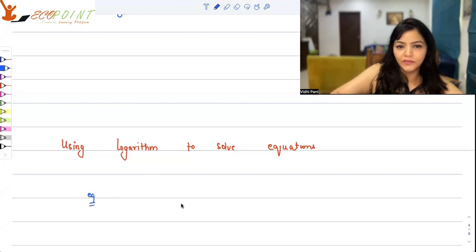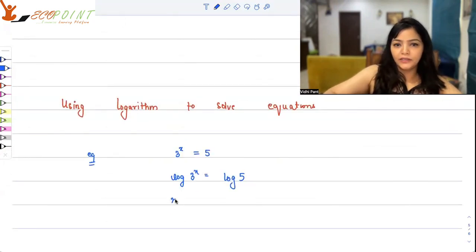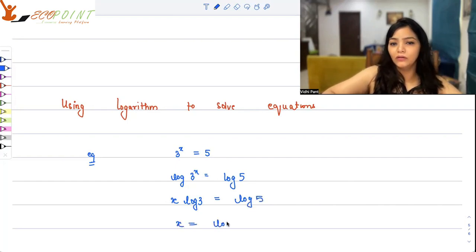So first example. Suppose we have to solve for 3 to the power x equals 5. Now your variable x is in the power. How to go about this question? When the variable is in the power, what is helpful? Let's take log on both the sides. So we will take log of 3^x, and that should be equal to log of 5. You can write log of 3 to the power x as x log 3, and the right hand side remains the same. Hence, x turns out to be log 5 upon log 3.